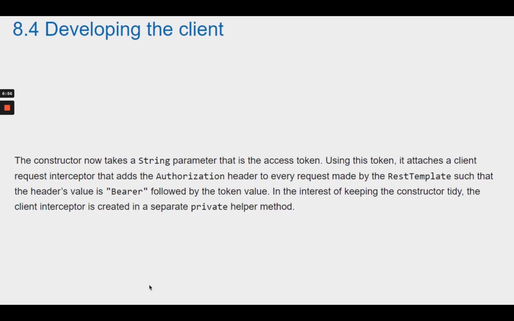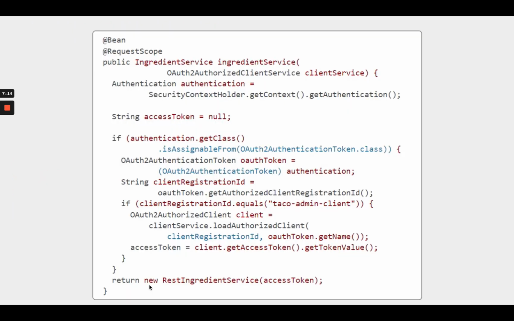Using this token, it attaches a client request interceptor that adds the authorization header to every request made by the REST template, such that the header's value is bearer, followed by the token value. In the interest of keeping the constructor tidy, the client interceptor is created in a separate private helper method. Only one question remains: where does the access token come from?